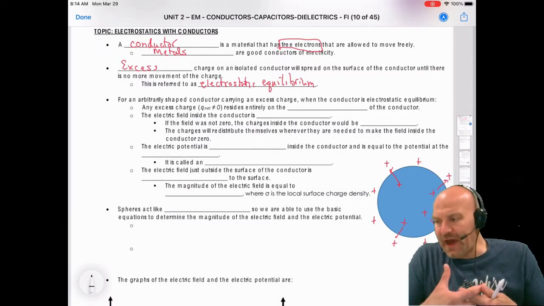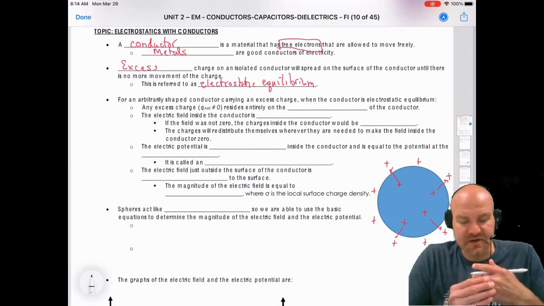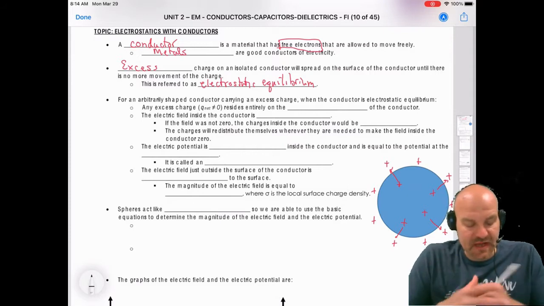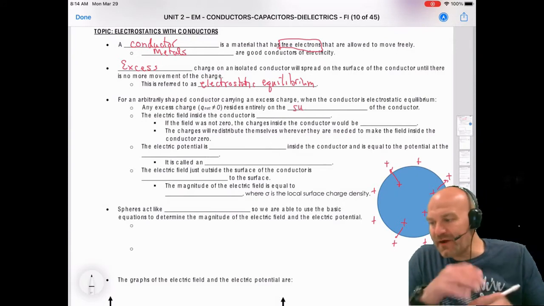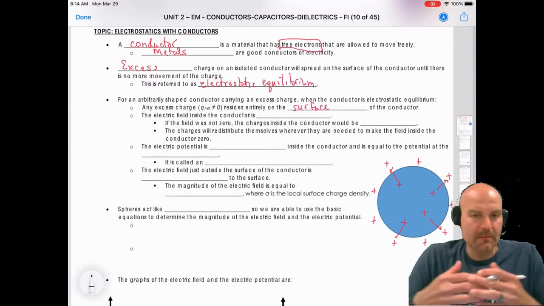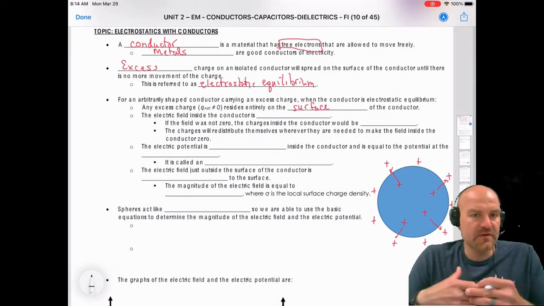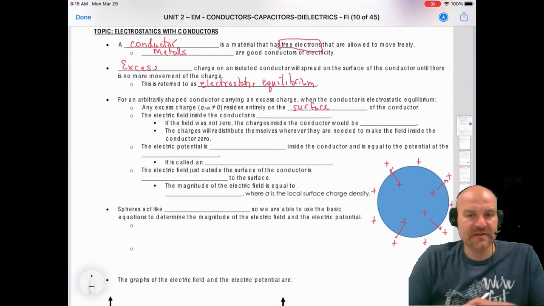Now, with that being said, for an arbitrarily shaped conductor carrying excess charge, when it is in this electrostatic equilibrium, there are certain things that are going to happen. Any excess charge will reside entirely on the surface of the conductor. And so remember, if this is a neutral object and all of a sudden it's charged, well, the net charge is still going to essentially be zero. And what's happening is all that excess charge that is floating around is going to sit on the surface.